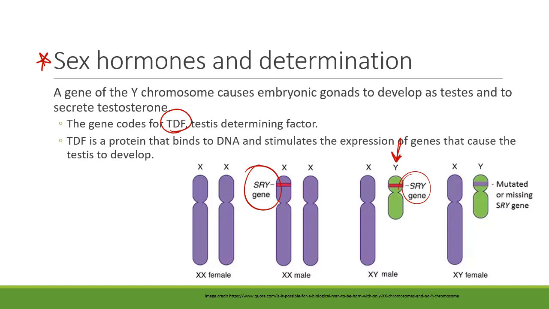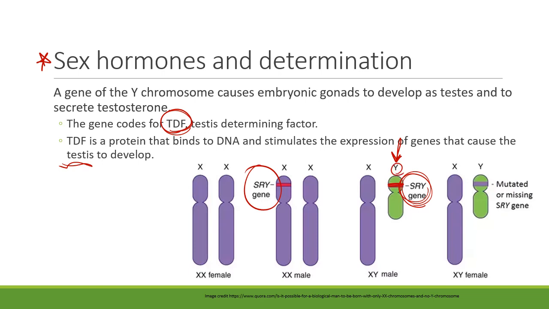If you have the SRY gene, then you make TDF during embryonic stages, and that is going to bind to some receptors, cause testosterone to be produced, and then as an embryo, as a fetus, you grow testicles and a penis. If you do not have that SRY gene, then you do not make TDF, and then you end up with ovaries instead.